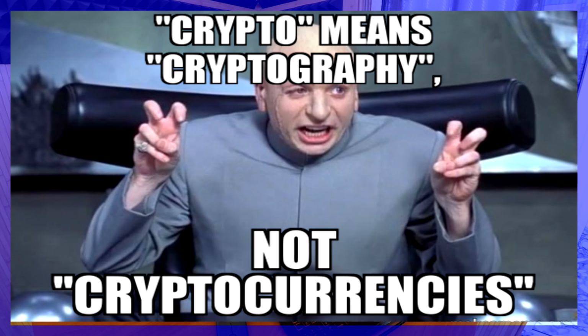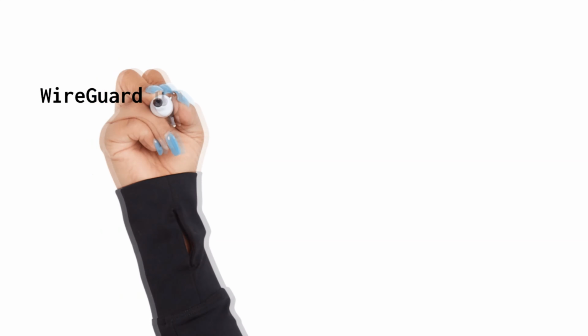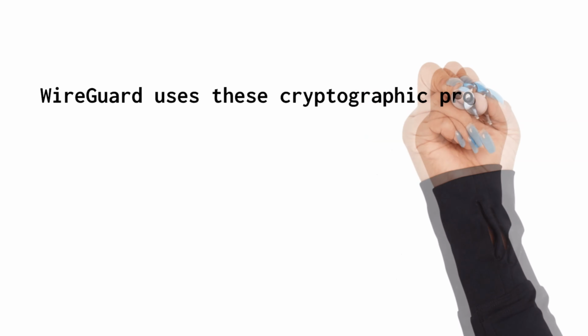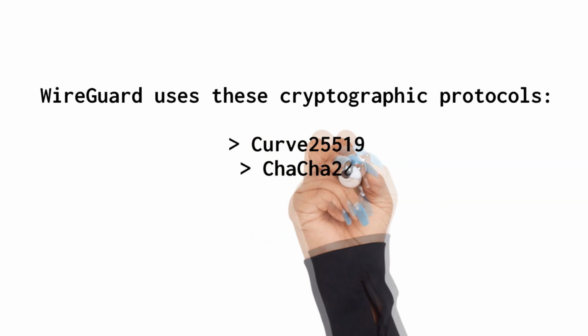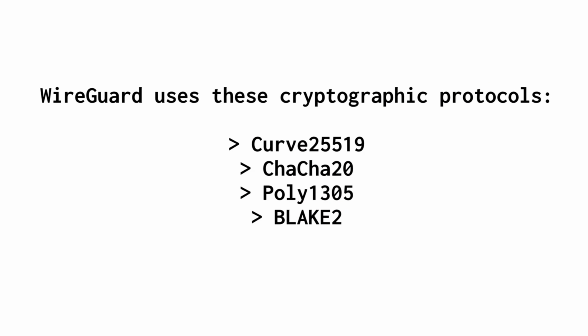And by the way, it's much better suited for mobile devices and routers that don't have desktop levels of computer power. Cryptography is another highlight because WireGuard uses state-of-the-art protocols such as Curve25519, ChaCha20, Poly1305, and BLAKE2, and some others. It doesn't really matter.